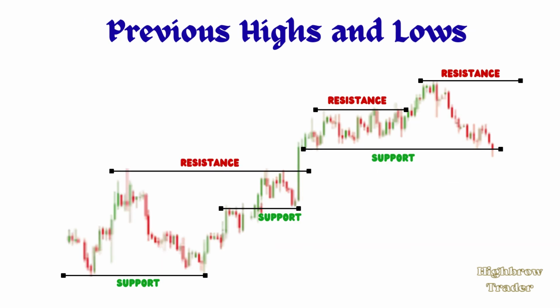Past highs and lows are some of the most reliable support and resistance zones. When price revisits these levels, it often reacts strongly. A previous high can become future resistance, and a low can become support. This concept is simple but incredibly powerful. Look at the screen to see how historical highs and lows influence future price movement.